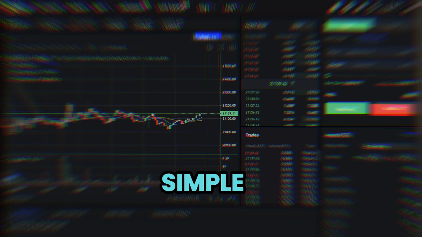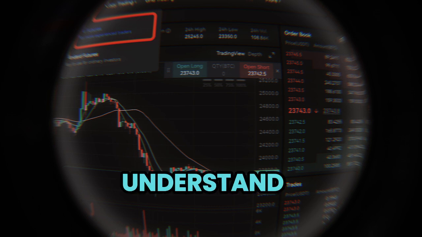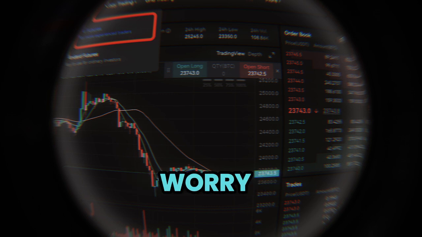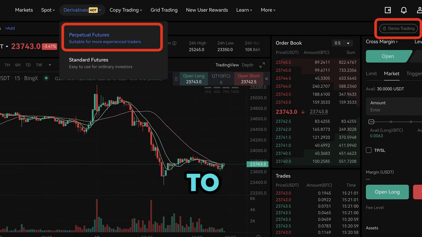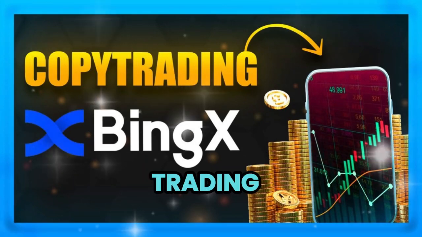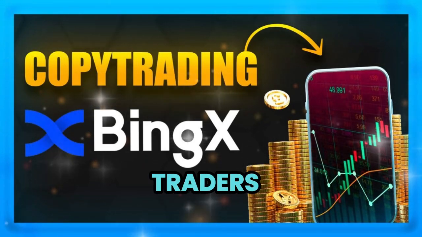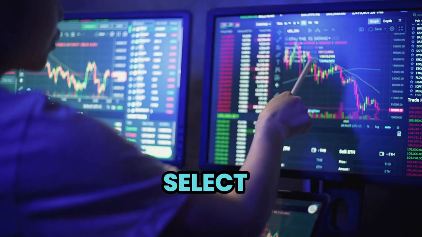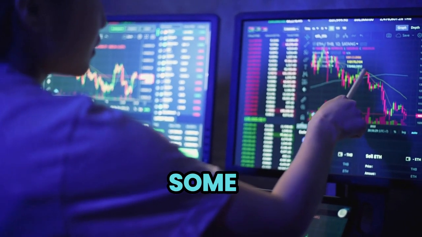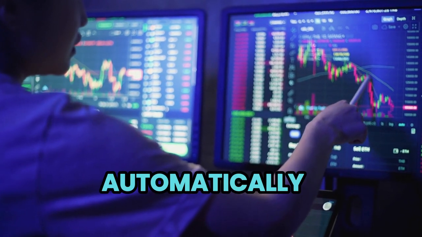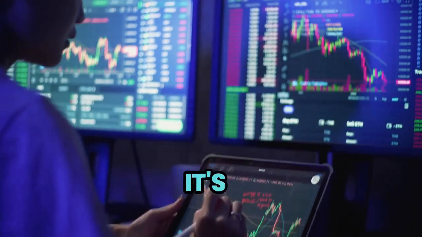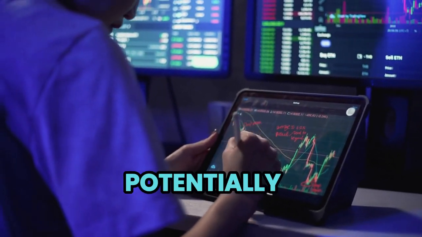It's that simple. For futures trading, you'll need to understand leverage and margin, but don't worry. BingX has plenty of resources to help you get started. Copy trading is perfect for beginners who want to benefit from the expertise of experienced traders. Just select a trader to follow, allocate some funds, and your trades will automatically mirror theirs. It's a hands-off way to potentially earn profits.